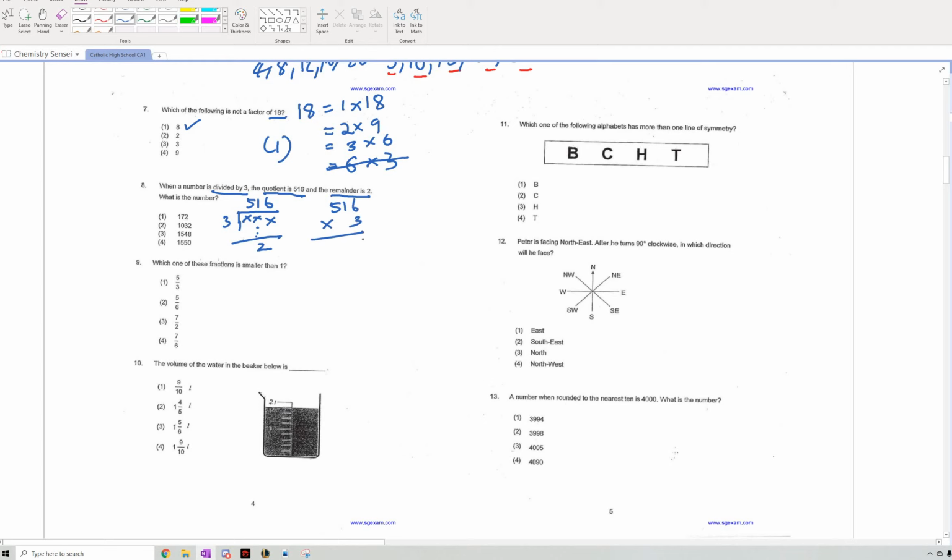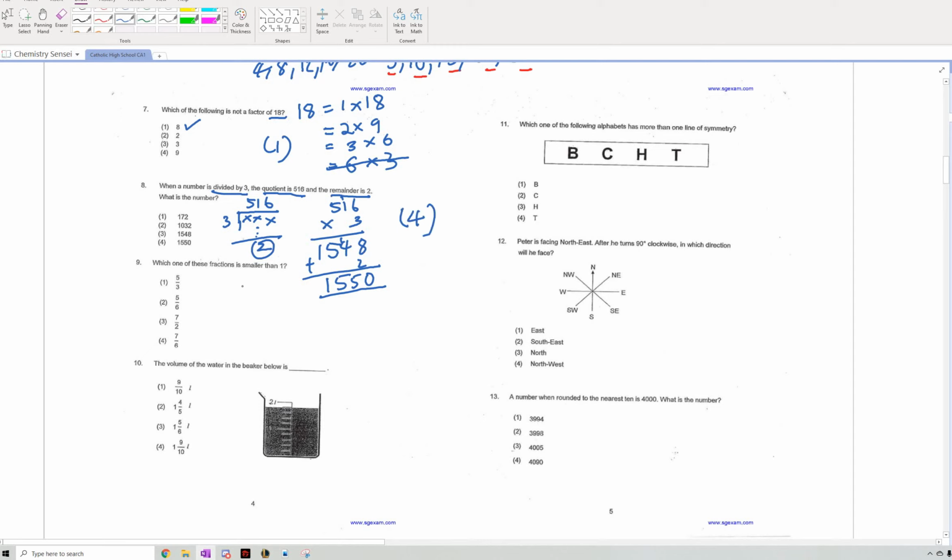6 times 3 is 18. So we add a 1 on top here. 1 times 3 is 3 plus 1, 4. Next, 5 times 3 is 15. We have a remainder of 2, so we should add back the 2. 8 plus 2 is 10, so add a 1 over here. 4 plus 1 plus nothing is 5. Then the remaining is 1, 5. So the final answer is 1550. So the correct answer is number 4.